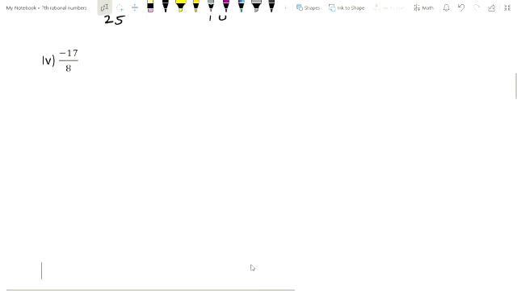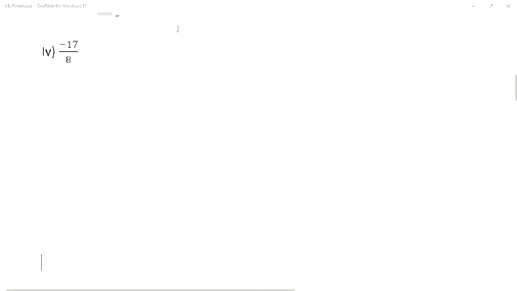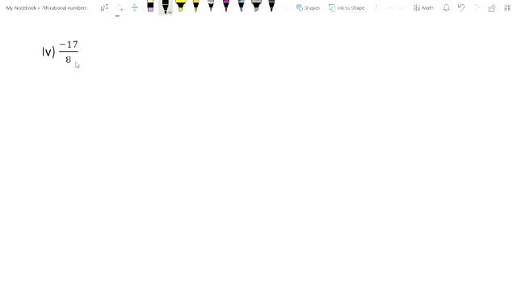See the next one. Minus 17 by 8. Okay. First you divide the number. The negative sign, just keep it as it is. Just take the number alone. 17 divided by 8. 17 is the dividend, 8 is the divisor. Very good, children.